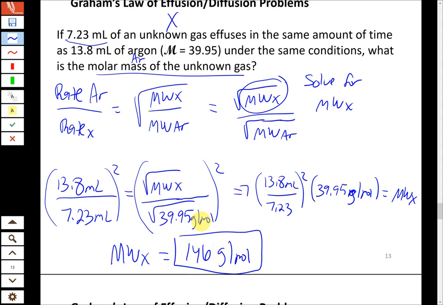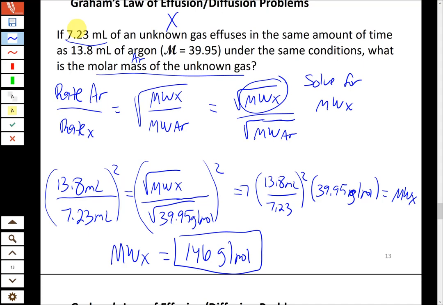So if we had inverted one side of the equation, we would have gotten a molar mass that's smaller than argon, and that should immediately raise a red flag that our answer is not reasonable, because if it's leaking slower, that means it should be a heavier gas, not a lighter gas. Okay? So any questions on that?